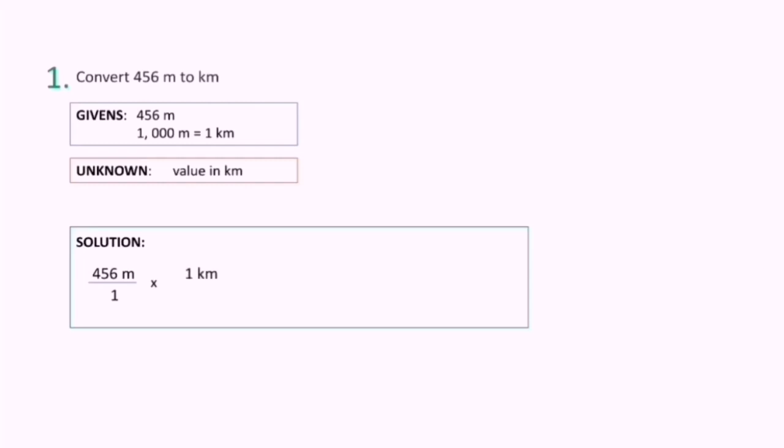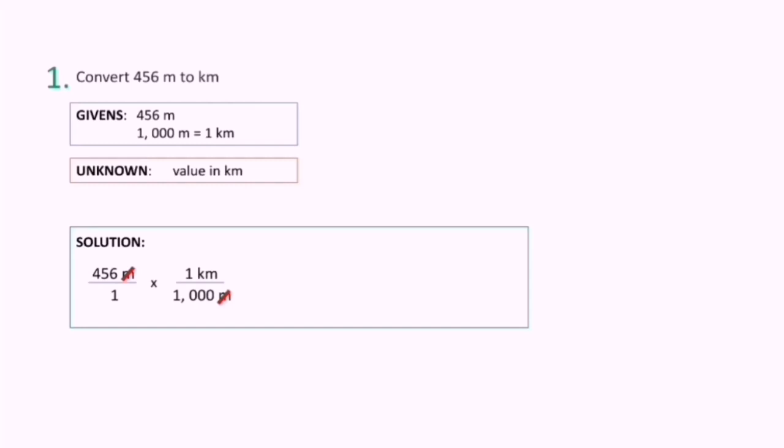So you put kilometer on top, and as the denominator, you have 1,000 meters. So you have there this multiplication relationship. You have to multiply 456 meters with 1 kilometer over 1,000 meters. So what you'll be getting is a cancellation of meters as a unit, because basically your units are going to be meters, kilometers over meters.